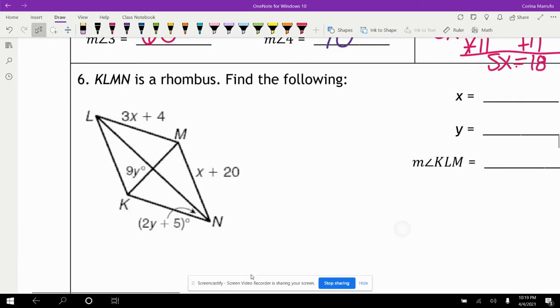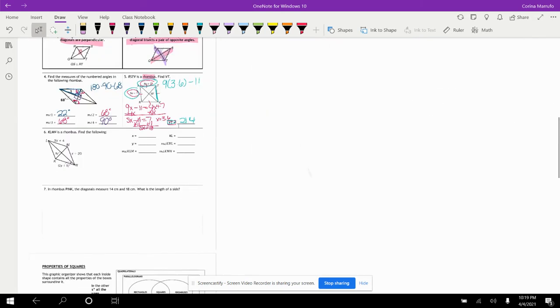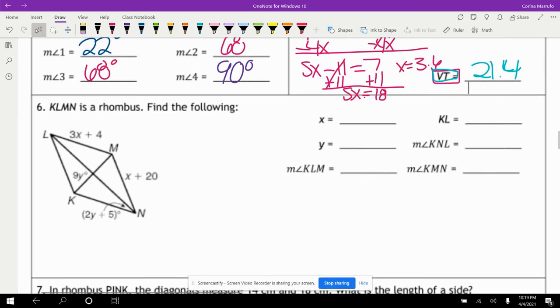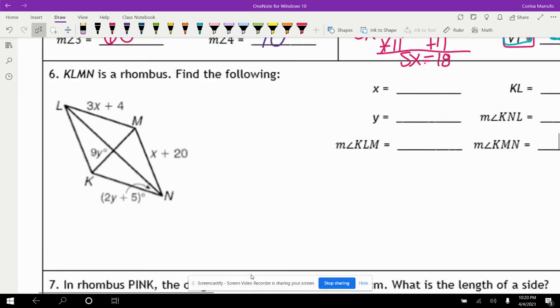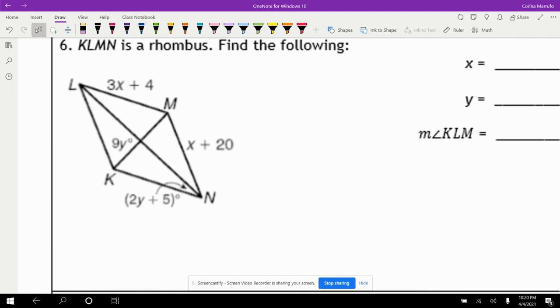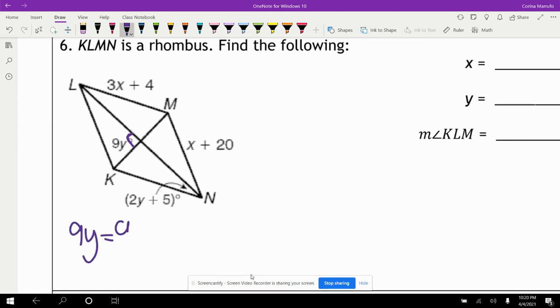So the next one here, it says KLMN is a rhombus. Find each of the following. So let's go ahead and take a look. Now starting off here, I can see right away that this angle in here should be a 90-degree angle. So that means that 9y should equal 90. Okay. So with that in mind, if I solve for y, I'm going to divide by 9, and we get y equals 10.